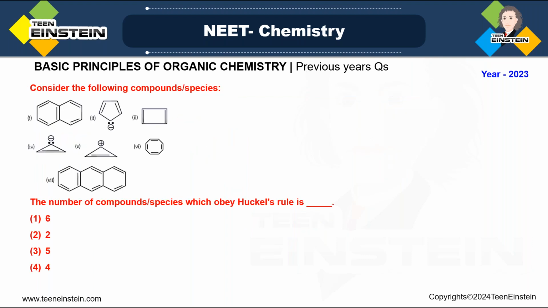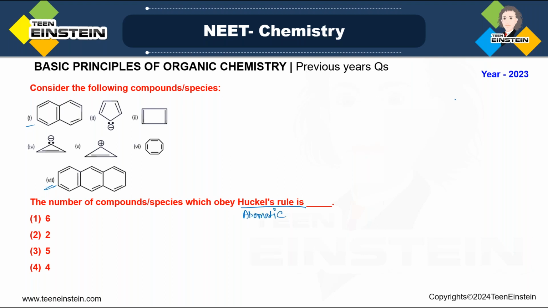Consider the following compounds or species. Here we have a total, starting from 1 up to 7, 7 structures. Now out of these you have to find the number of compounds or species which are obeying Huckel's rule. Obeying Huckel's rule means you have to check which are actually aromatic.